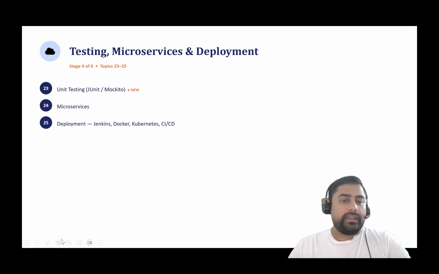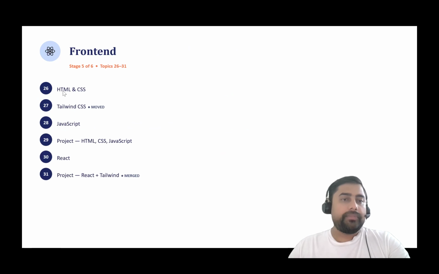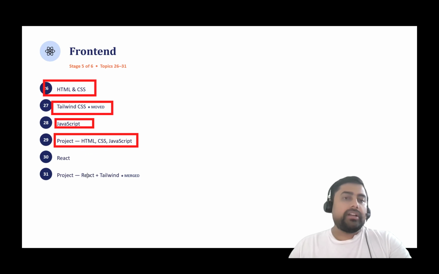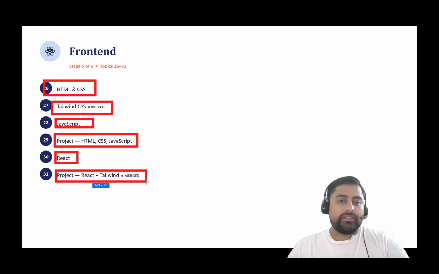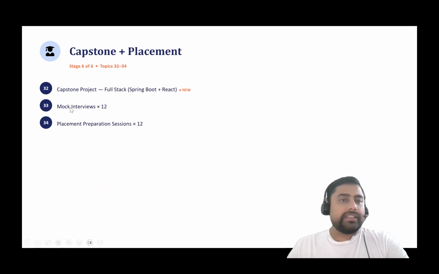Next in line we have the front-end part. There we learn HTML and CSS, then Tailwind CSS, then JavaScript in detail. We do a project on HTML, CSS, and JavaScript. Once that is done, we learn React, and then we do a complete project with React and Tailwind merged together. That is a simple overview of the front end.